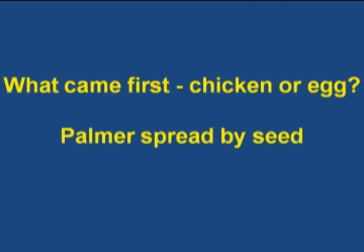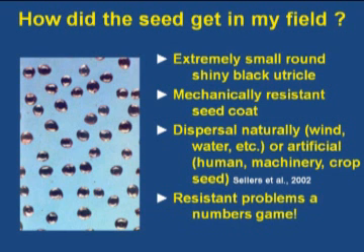Well, what came first? Chicken or the egg? Quite a bit of controversy there. Well, I think there's no question here the Palmer amaranth seed is how you got the problem. And the typical question from a producer would be, where did that come from? Well, it's an extremely small, round, black, shiny, utricle fruit. It's got a mechanically resistant seed coat.